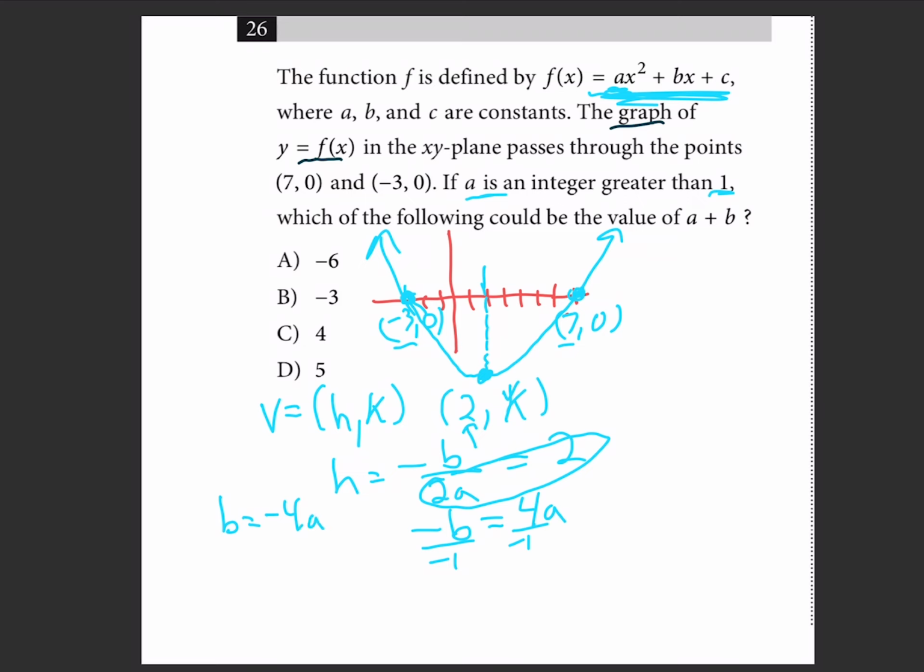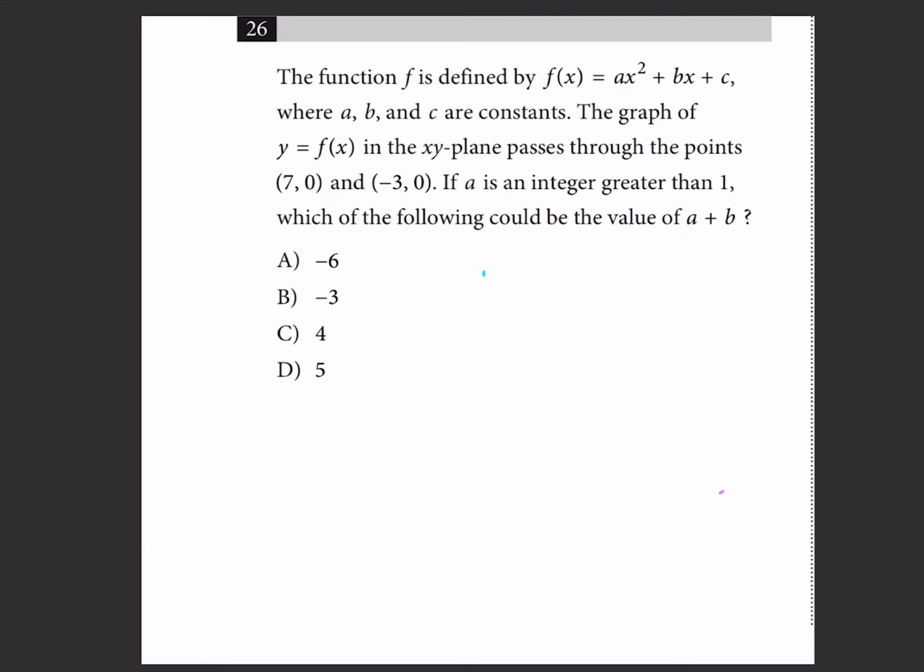Okay. And so now they're asking what is a plus b, and actually, this is very important, pay attention to this detail: which could be the value. When it says could be the value, you have to realize that means that there could be other answers, and that the answer choices have only given one of the correct answers, and there could be others. So that was one way to solve that.